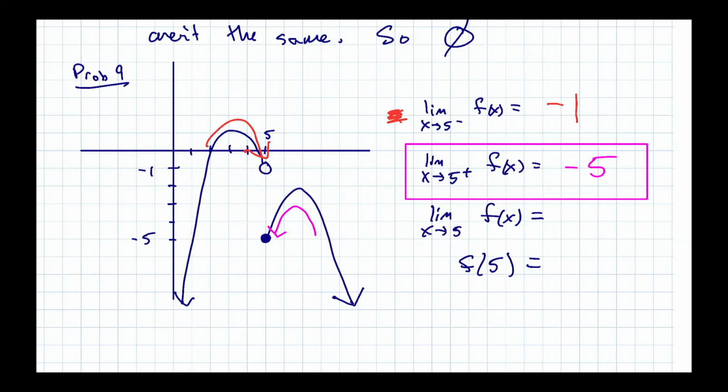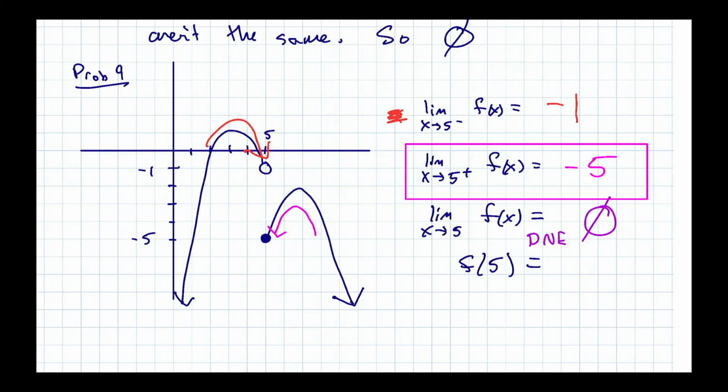Now, the third thing we've got here is x approaches 5. That's the two-sided limit. Well, the two-sided limit only exists if these have the same answer. So obviously they don't, because -1 and -5 are not the same. So this has no answer. We can just say that this is the empty set, no answer, or, does not exist, something like that.